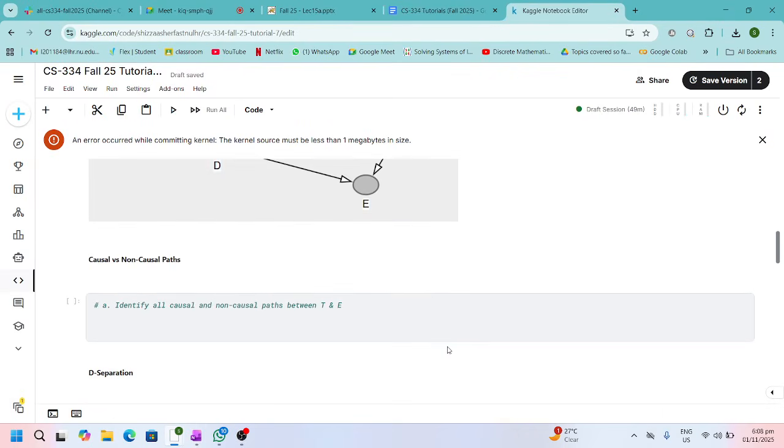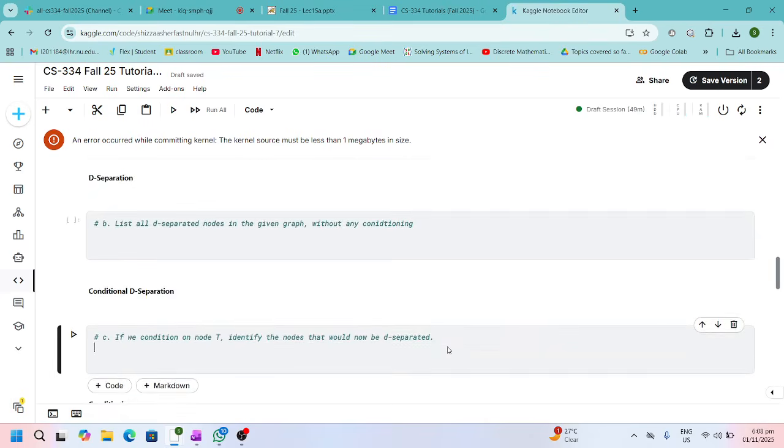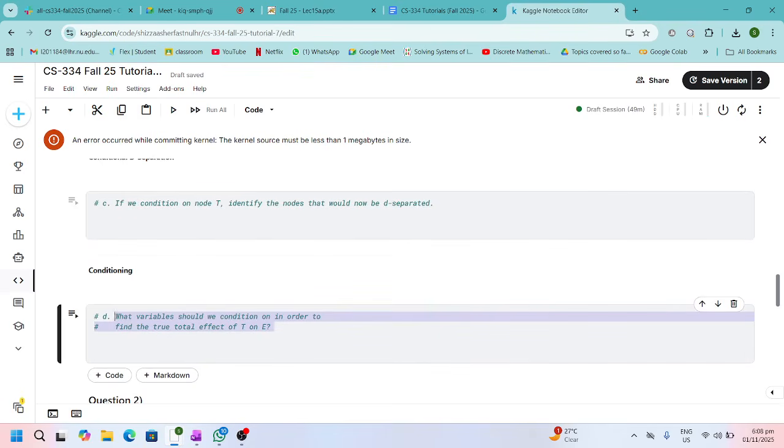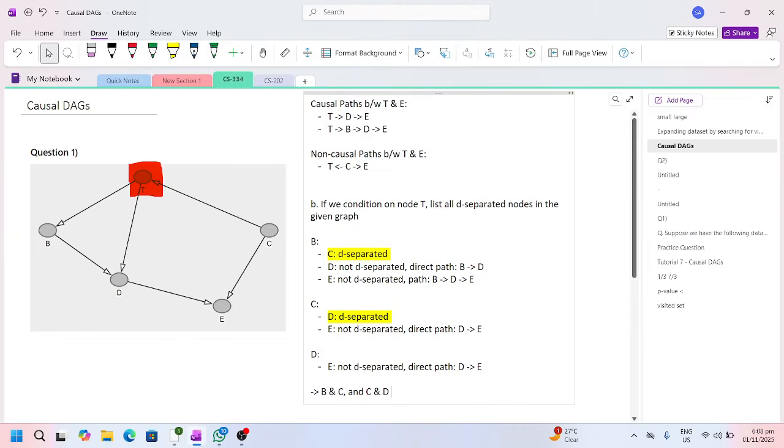Okay, we've covered causal paths, non-causal paths, d-separation, conditional d-separation, and now we are going to look at conditioning. Oh my god, I was just supposed to copy this. So let's look at this through an example as well.